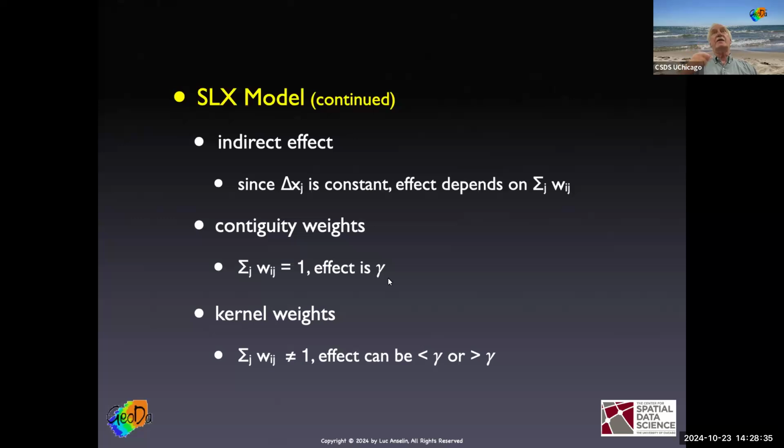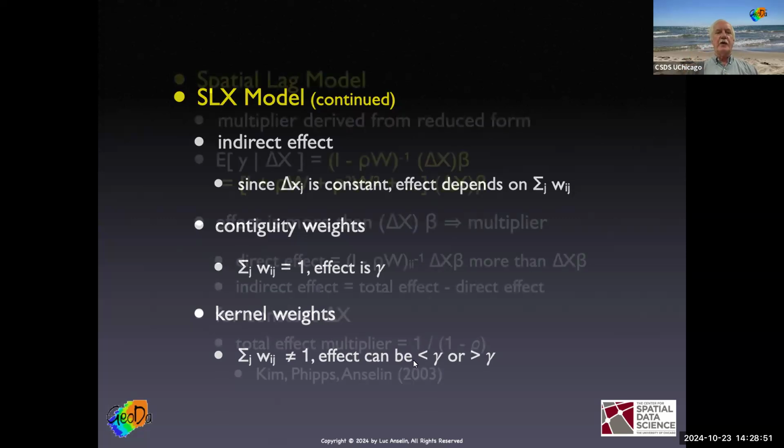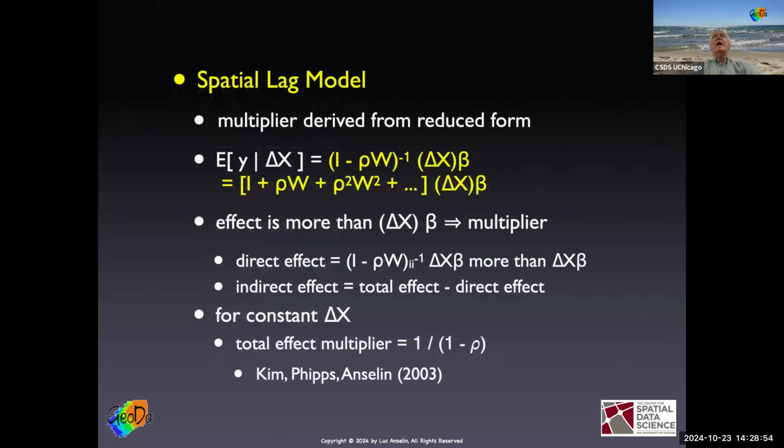In nonlinear SLX models, for example when we use kernel weights, it could be less or more than gamma. Okay. So then you have to actually calculate what it is, and we'll do that in a few minutes. Okay. Now to the spatial lag model. So this is where it gets interesting. In the spatial lag model, the effect of a change in the explanatory variables, the x's, on y is found in the reduced form.